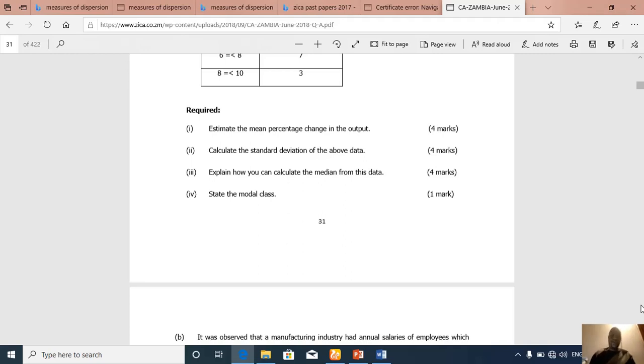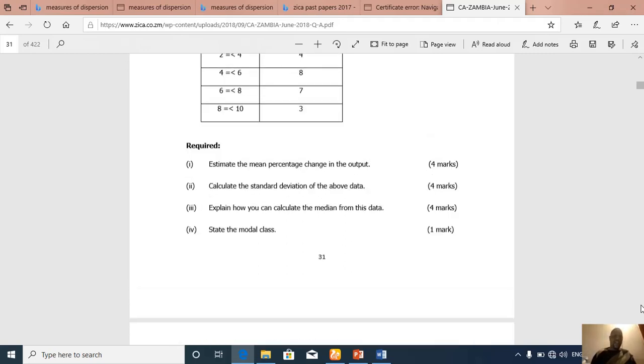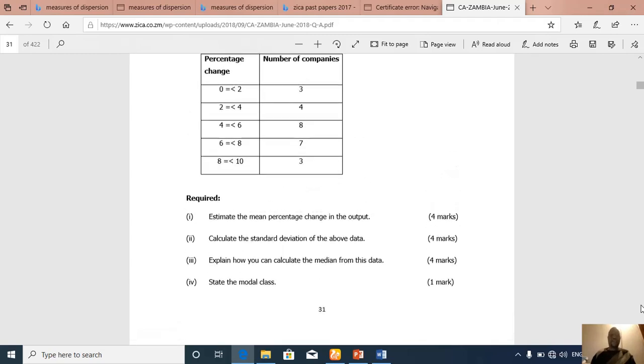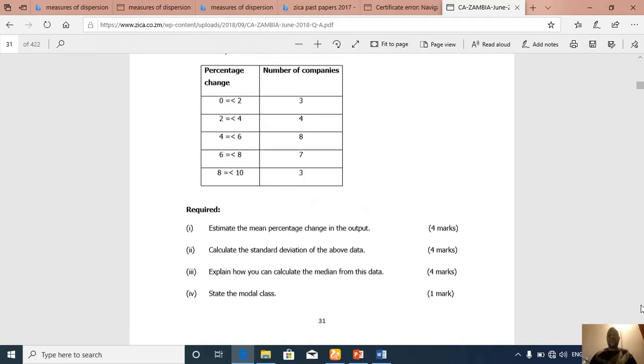State the modal class. We had already said that the mode is simply the value that has got the highest frequency. So when you look at a distribution like this one, you can just look at which class has the highest frequency. Looking at the frequency column, which is the number of companies, you'll find that the highest frequency is 8, and so the modal class is the class with that highest frequency, and the class will be 4 to 6. So in this particular question, our major concern here is the calculation of standard deviation.